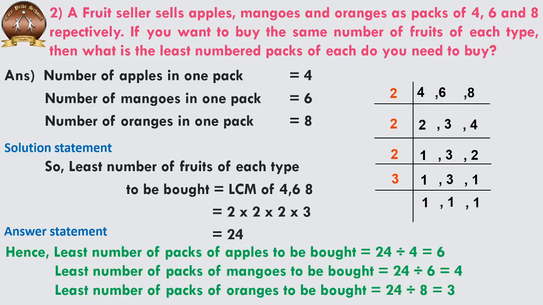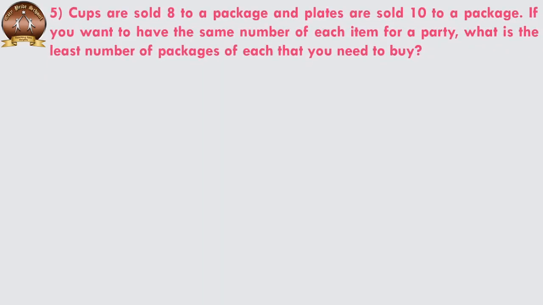Let us see this through another example, another story problem, that is on your screen. Cups are sold 8 to a package and plates are sold 10 to a package. That means there are 8 cups in a pack and 10 plates in a pack. If we want to have the same number of each item for a party, what is the least number of packages of each that you need to buy?